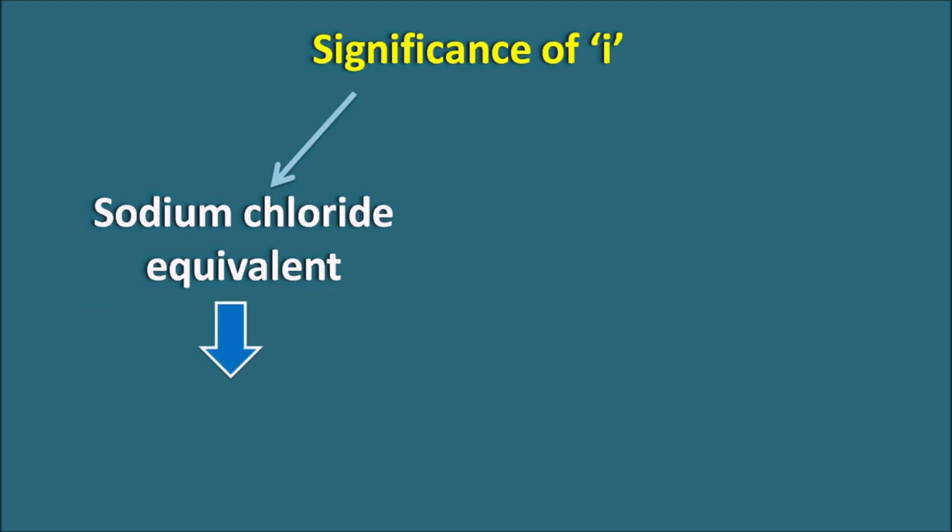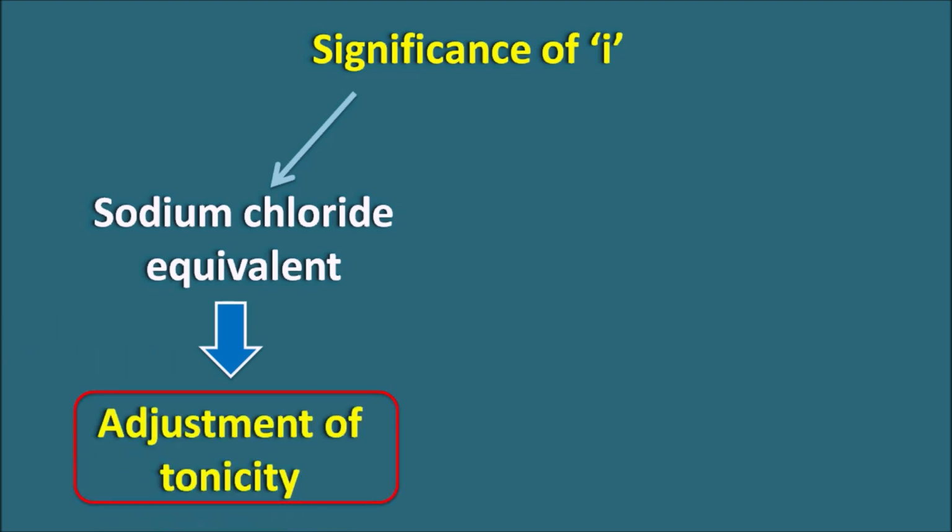So this sodium chloride equivalent method can be used for adjustment of tonicity, for which we should know the i value. By knowing the i value, we can calculate the sodium chloride equivalent for many types of electrolytes by comparing with sodium chloride. And once we know the sodium chloride equivalent value, we can calculate how much sodium chloride is required to adjust the tonicity of the parenteral preparations. So in the calculations of tonicity adjustment, the van't Hoff factor i plays a key role.